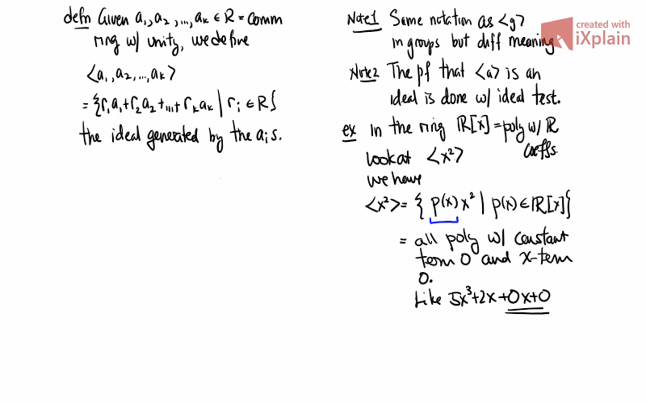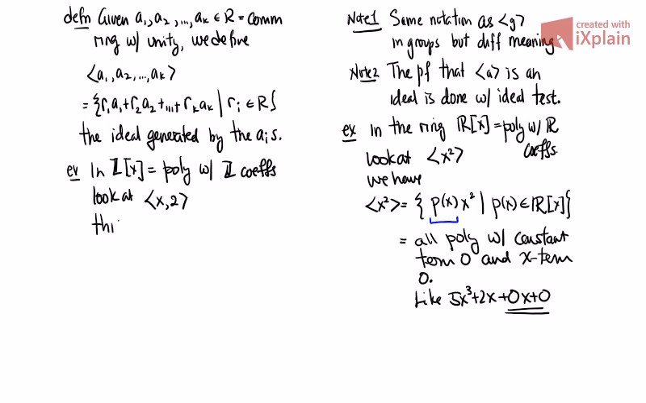So let me just end with an example of one of these. In Z[x], the polynomials with integer coefficients, take a look at the ideal generated by x and 2. These are separate entities, x and 2. What this means is I get to take all linear combinations of x and 2 where the coefficients, quote unquote, are polynomials.